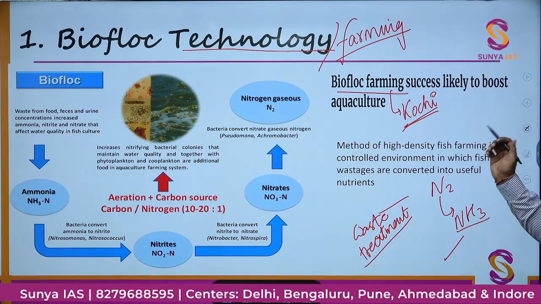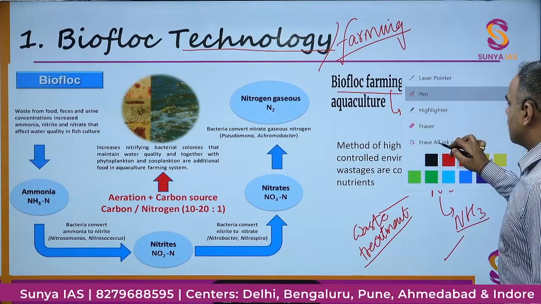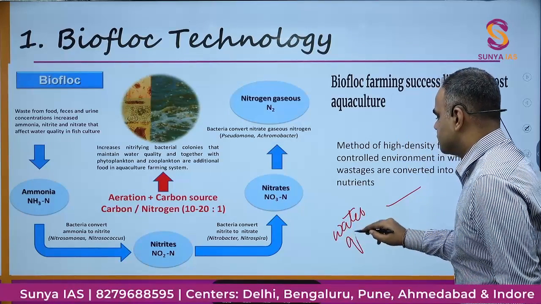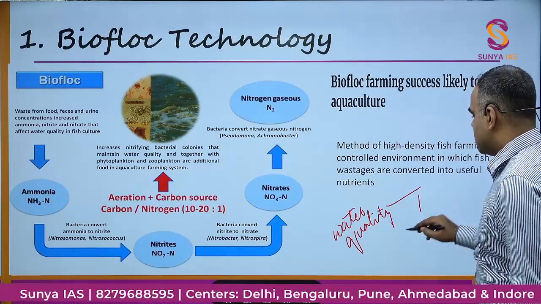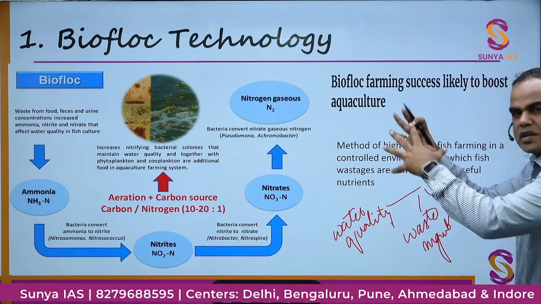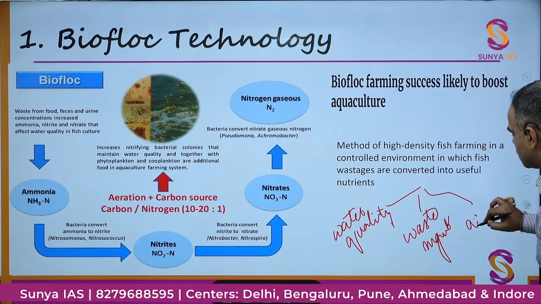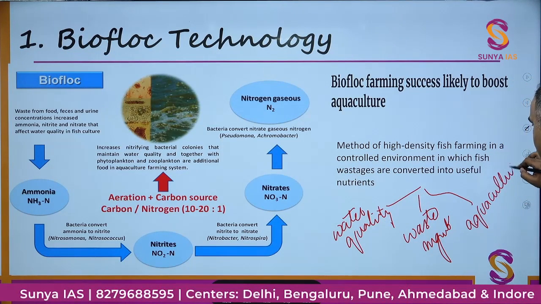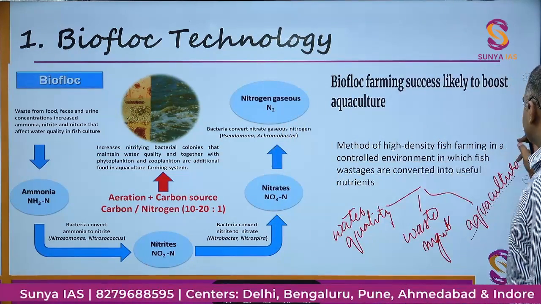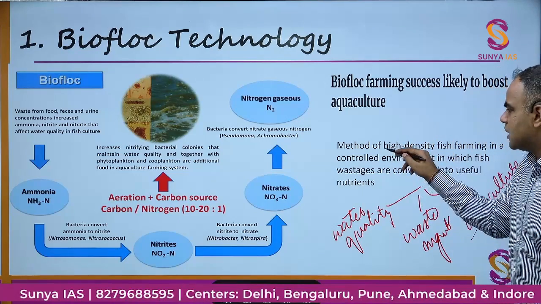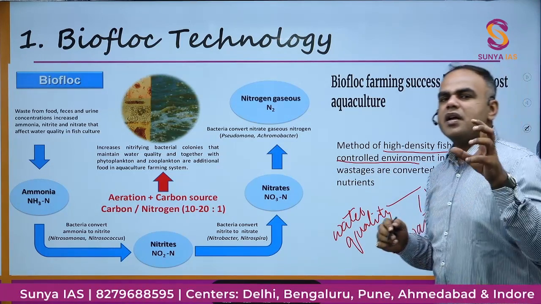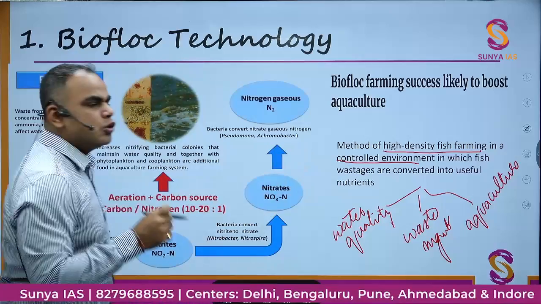Fine. So here basically there are three main objectives. One is to improve the water quality. Second is waste management. And third, which is a mixture of all of this, is better aquaculture. This is what is basically done using Biofloc technology. So if I have to tell you what it is, it is a high density fish farming in a controlled environment, where the wastage is turned into useful nutrients.